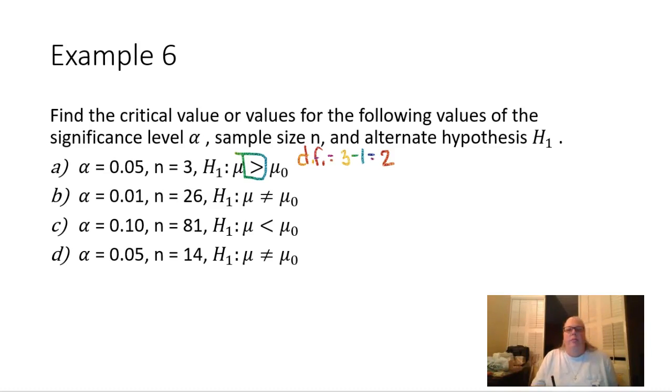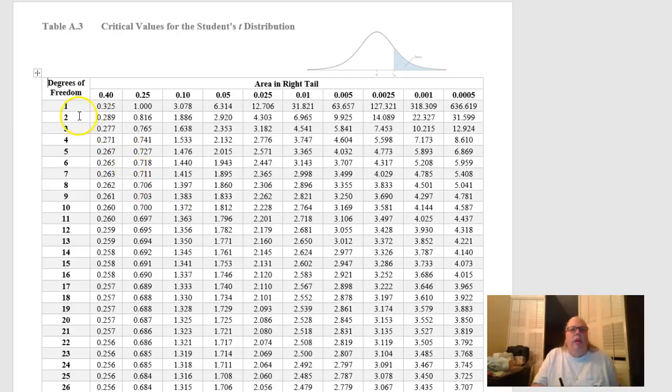And so we're going to pull up table A3, and we're going to find our critical value by looking on line 2 and the column 0.05. Line 2, column 0.05, right here, 2.920.